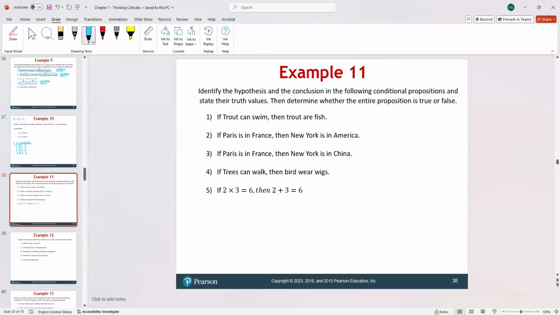So, number one: if trout can swim, then trouts are fish. What is P? It's the hypothesis. So "if trout can swim" we're gonna call this one P. And that P, remember, we call the hypothesis.